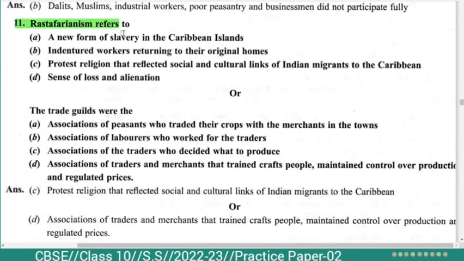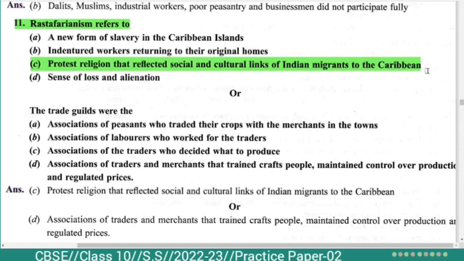Question number 11. Rastafarianism refers to. Options are A. New form of slavery in the Caribbean islands. B. Indentured workers returning to their original homes. C. Protest religion that reflected social and cultural links of Indian migrants to the Caribbean. D. Sense of loss and alienation. Here the correct answer is option C, that is protest religion that reflected social and cultural links of Indian migrants to the Caribbean.